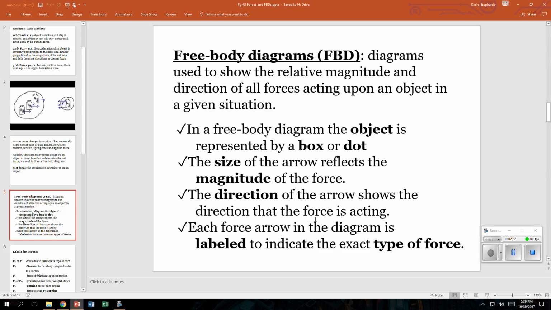Three, the direction of the arrow shows the direction that the force is acting. Remember that. Four, each force arrow in the diagram is labeled to indicate the exact type of force. So our next slide is going to give us our label choices.